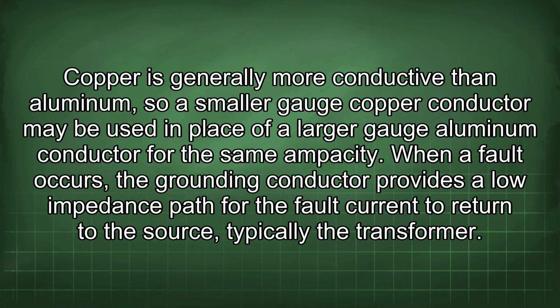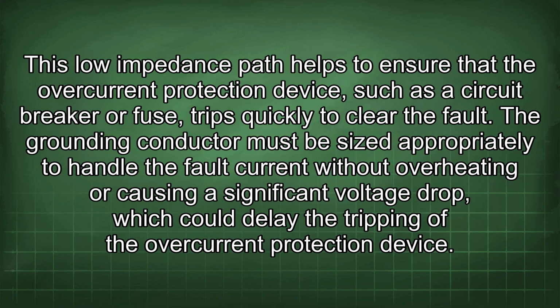When a fault occurs, the grounding conductor provides a low impedance path for the fault current to return to the source, typically the transformer. This low impedance path helps to ensure that the overcurrent protection device, such as a circuit breaker or fuse, trips quickly to clear the fault. The grounding conductor must be sized appropriately to handle the fault current without overheating or causing a significant voltage drop, which could delay the tripping of the overcurrent protection device.